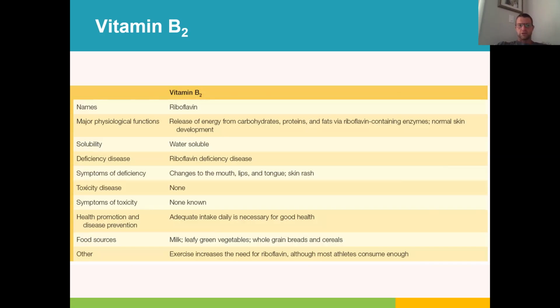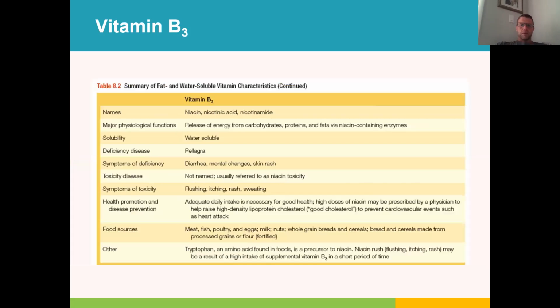Symptoms would be changes to the mouth, lips, and tongue. You can get skin rashes. Toxicity: none known. Again, kind of hard to get with the water solubles. Health promotion and disease prevention: adequate intake daily is necessary for good health. We find it in milk, leafy green veggies, whole grain breads, and cereals. Exercise increases the need for riboflavin, although most athletes get enough of it. Again, if you're on some weird restricted diet, you might need to look into getting particular foods in your diet, or you may have to supplement a bit, right?